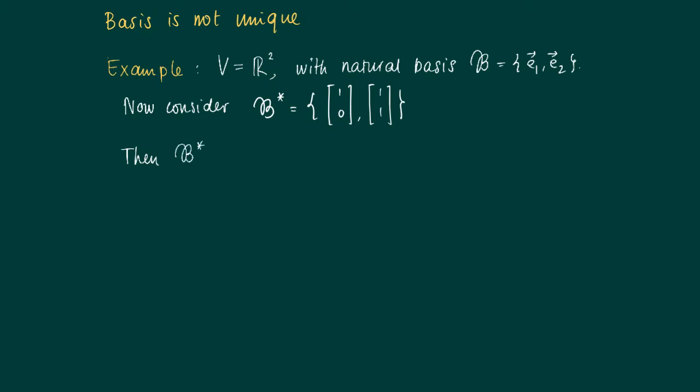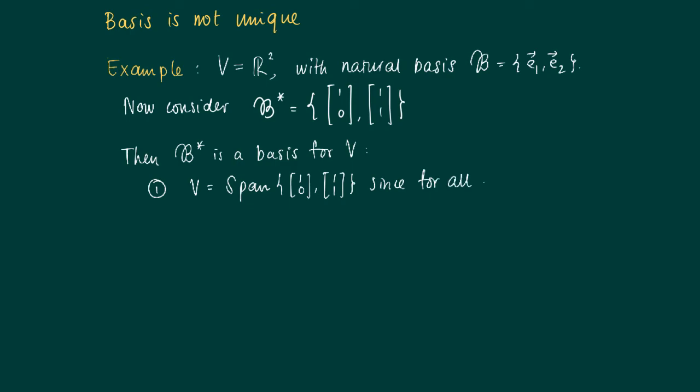So then B star is a basis for the space R2. Well, why is that? First of all, we need to show that we can express any element x in R2 as a linear combination of these two vectors. So we have to show that V is actually the span of (1, 0) and (1, 1).